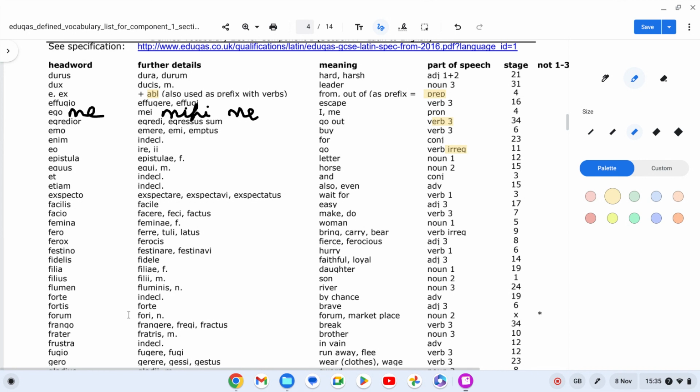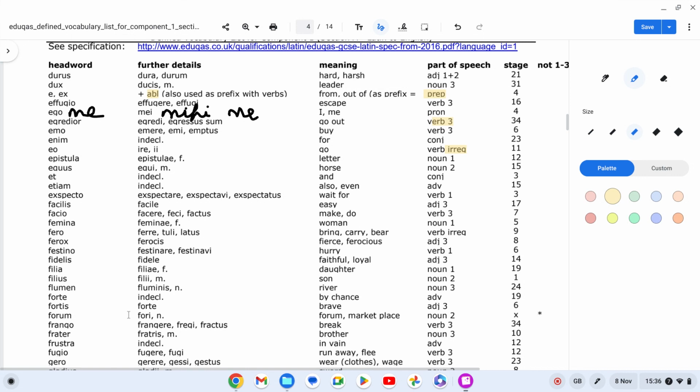So equus, equi is a horse. English words, equine, equestrian, stuff like that helps. Next, et, it just means and, etc. Two Latin words means and the rest. But I'm sure you know that, and it's the same in French as well.